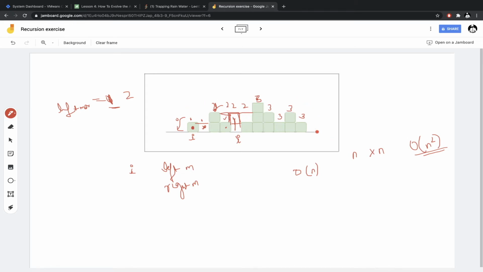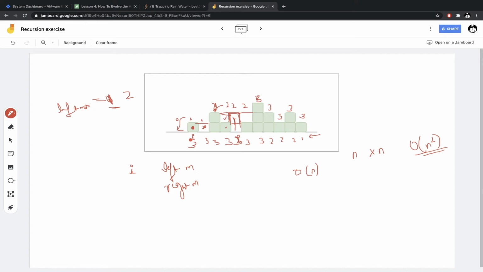Now similarly we can approach from the back side and find the right max of all the elements. This element's right max would be 1. For this it would be 2. Now we compare it with 2, and for this it would be 2. For this it would be 3, this 3, this 3, 3, 3. So we have now found the right max and the left max of all the elements in just one iteration each: one iteration for left max and one iteration for right max.